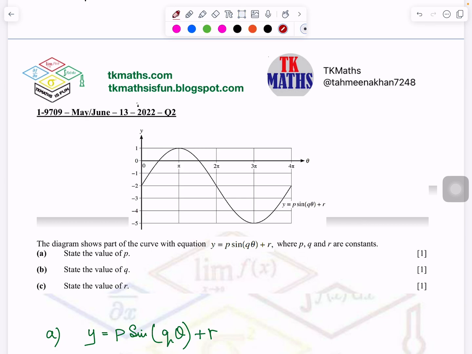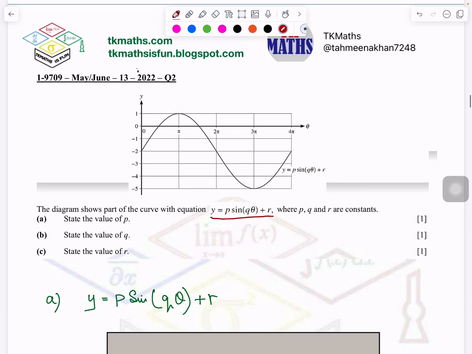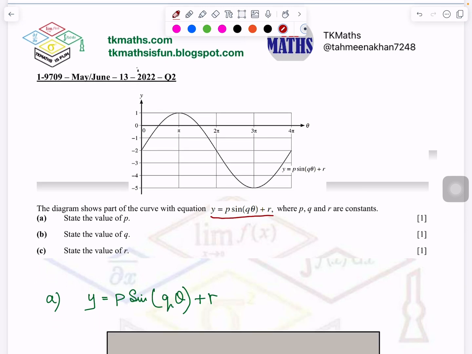y is equal to p sine q theta plus r. Three things are unknown. You have to find out p, q and r, which are constants, and you have to give the values of p, q and r by seeing the graph. So what comes to your mind when you see this? There are a few things you need to recall.